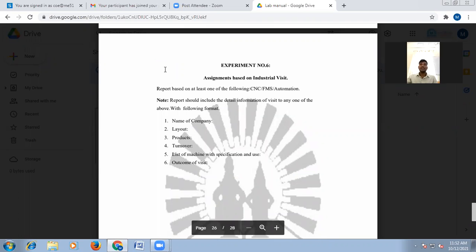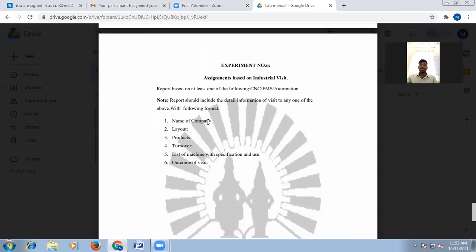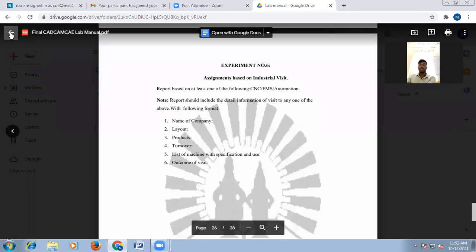Last, experiment number 6, that is an assignment based on the industrial visit. Once we visit the industry, after that you have to write one report. In that report you should write the name of the company, layout, products, turnover, list of the machines with the specification and use, and last, the outcomes of your visit. That is very important. तुम्ही विजिट केल्यानंतर तुम्हाला त्याच्यातून काय कळालं हे तुम्हाला त्याच्यातून लिहायचं आहे. Okay, so this is our experiment.